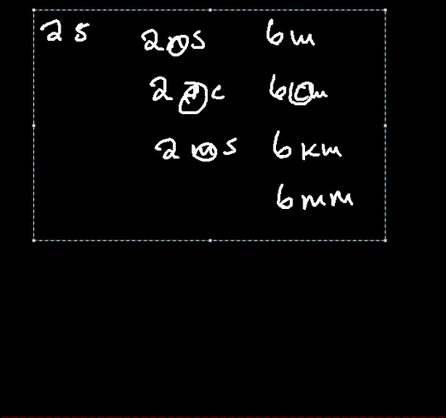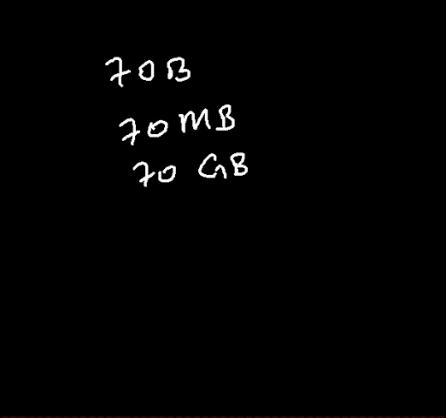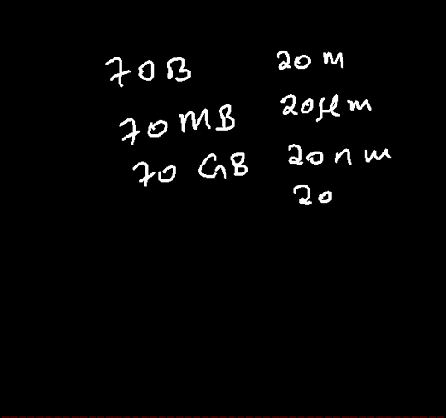And let's say we can have 70 bytes. We can also have 70 megabytes, or let's say 70 gigabytes. You can have that one. Let's say we have 20 meters. Actually, we can have it as 20 micrometers. Let's say 20 nanometers, we can have that one as well. And 20 centimeters.